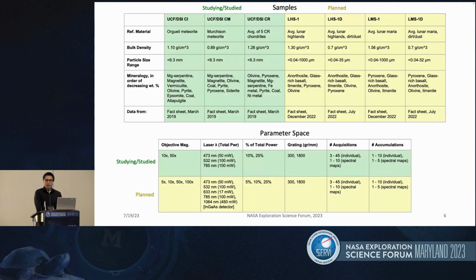Here, I've provided a table of our 7 samples, as well as some of the characteristics found in the fact sheets that are provided, as well as a list of parameters that we plan to investigate in total. So far, we've taken both individual spot spectra and spectral maps of 3 of the 7 samples in most of the available parameter space.